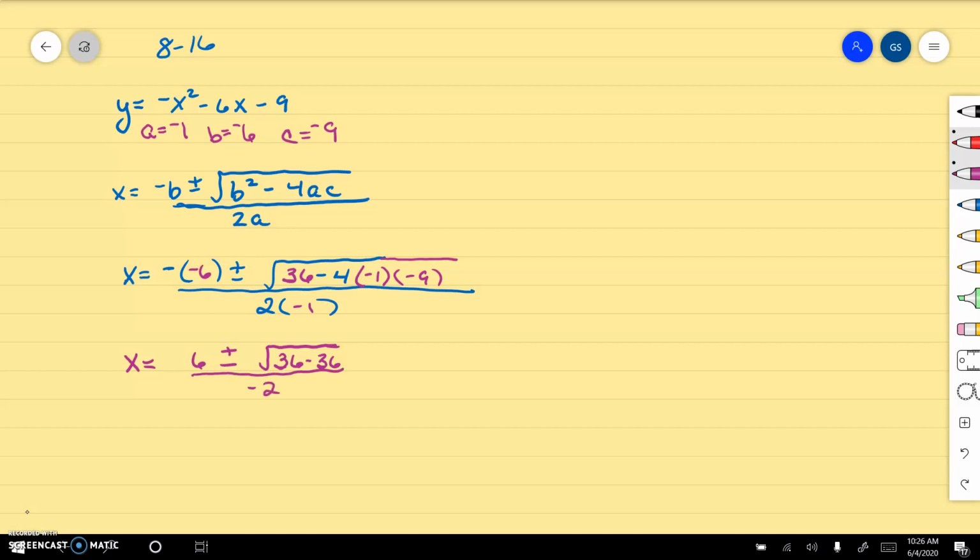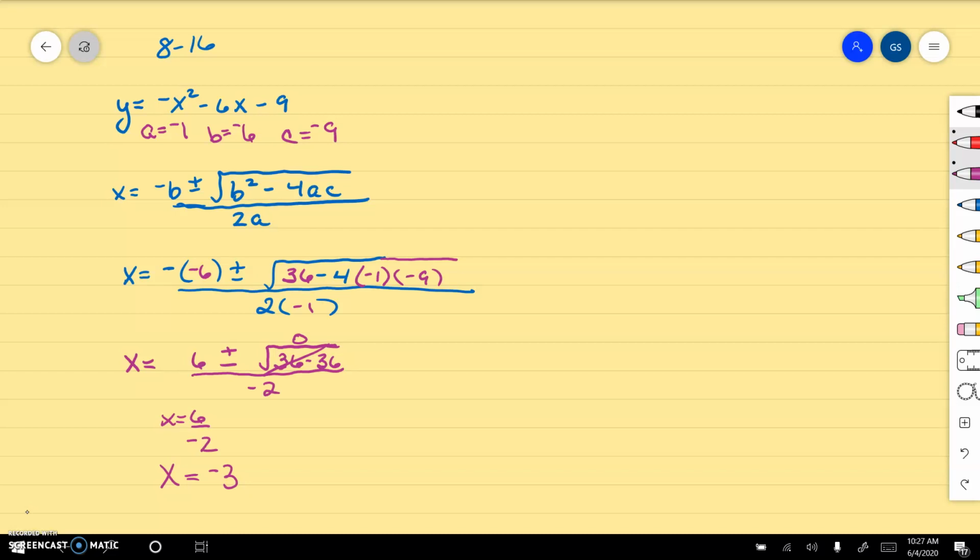All right, can we all agree that the square root of 36 minus 36 is 0? 36 minus 36 is 0, and the square root of 0 is 0. So I'm going to just cross that out and put a 0. Therefore, we have 6 plus 0, which is 6, over negative 2. And we have 6 minus 0, which is 6, over negative 2. So we have the same answer twice. We don't need to write it twice. So x equals 6 divided by negative 2 is negative 3. X equals negative 3.